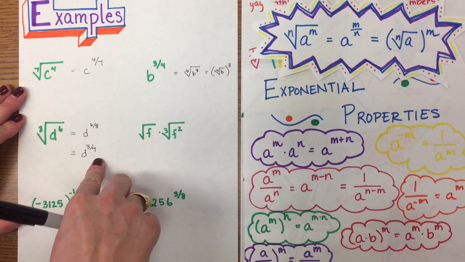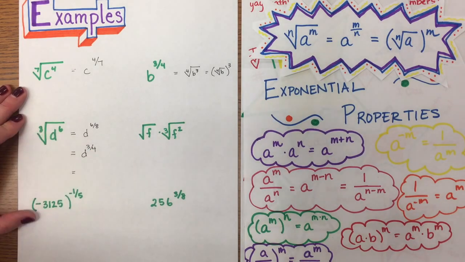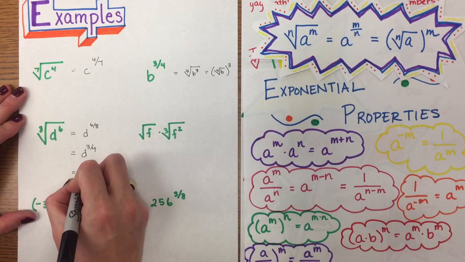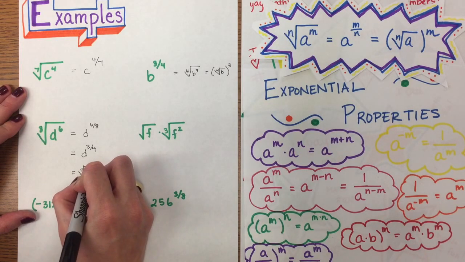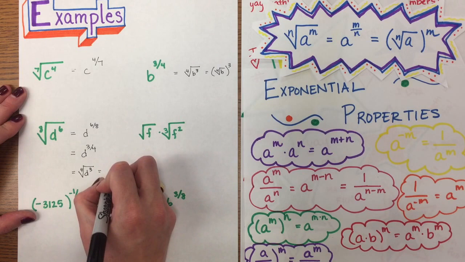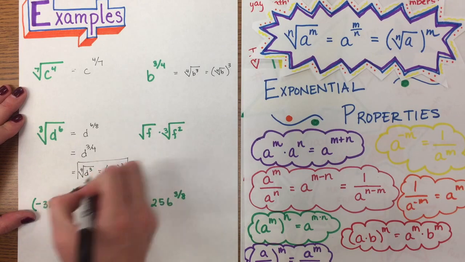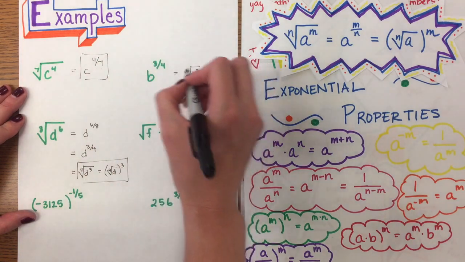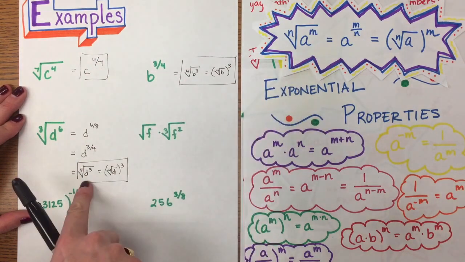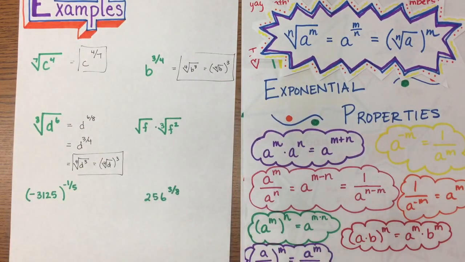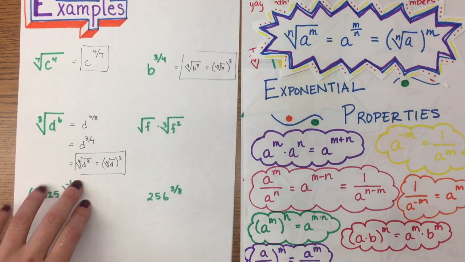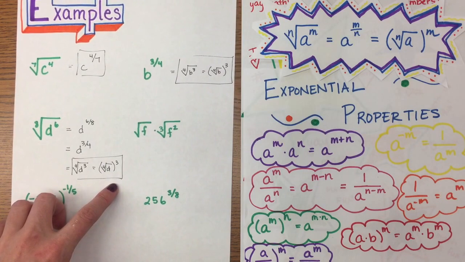3/4 is a fraction in simplified form, so then I can go back and I can write this as the 4th root of d cubed, or I could write this as the 4th root of d, the quantity cubed. In general, I tend to like to represent things as the 4th root of d cubed. To me, that's a little bit more straightforward, but both answers would be acceptable.